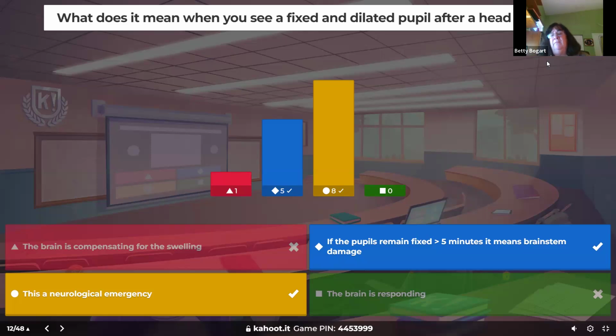So greater than 5 minutes, we know brainstem, that's your center, the computer centers, heart rate, vital signs, it's everything. So that is something that we watch very, very closely. So pupil checks, right?